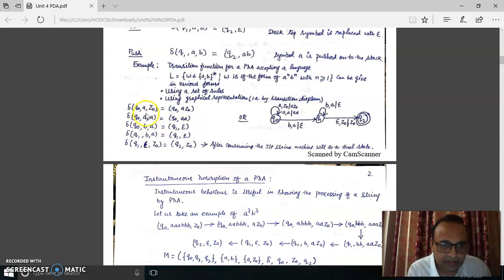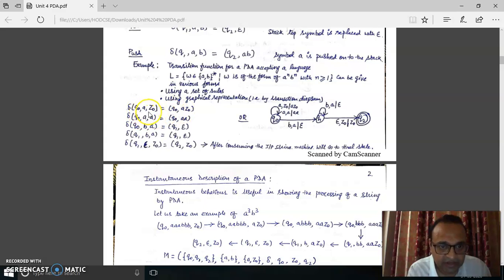Let us see, we have a transition function delta(q0, a, z0). Initially our machine is in state q0, A is the input symbol which is read, and z0 is the top symbol. It means the stack top symbol is the stack initial symbol. At that time we have read A only, so we have this transition, and the machine remains in the same state, and A is pushed onto the top of the stack.